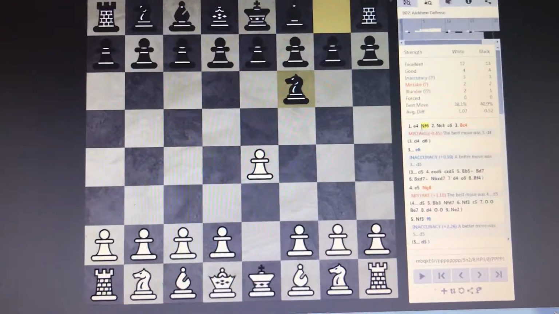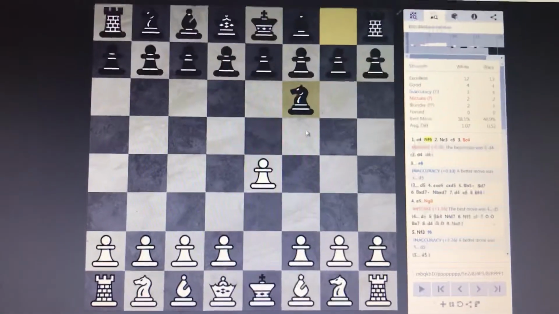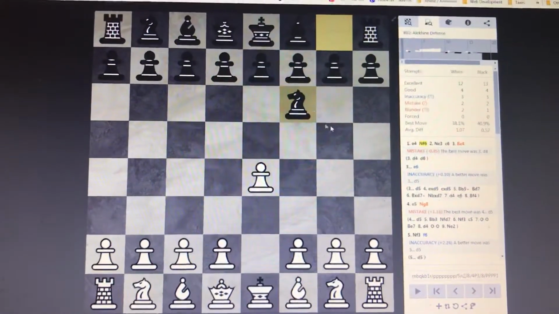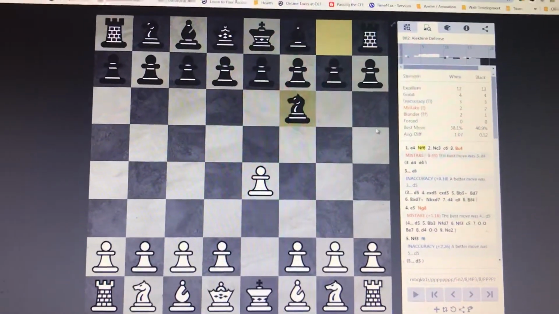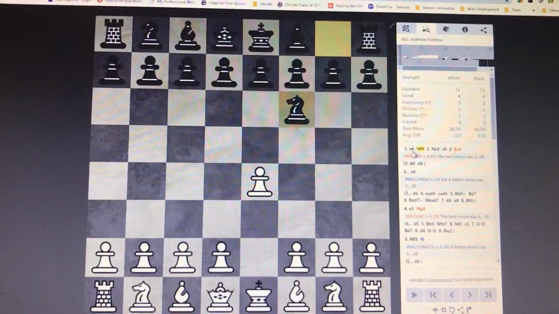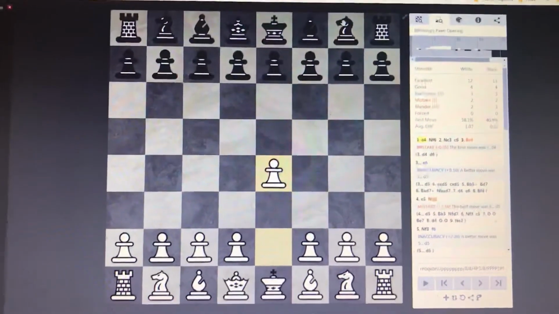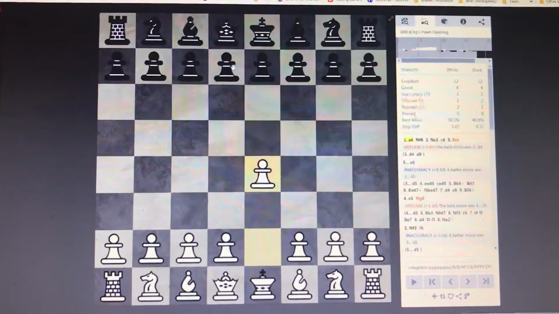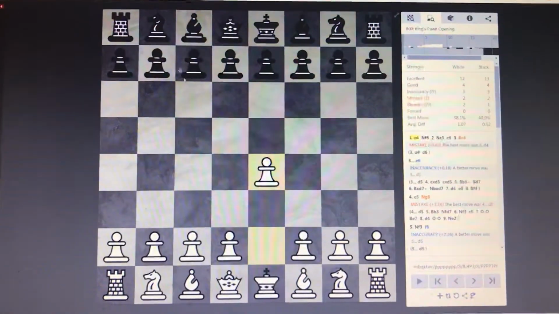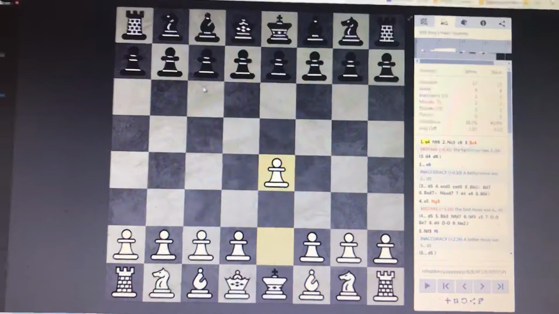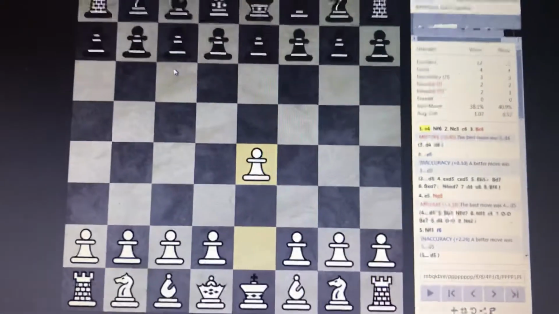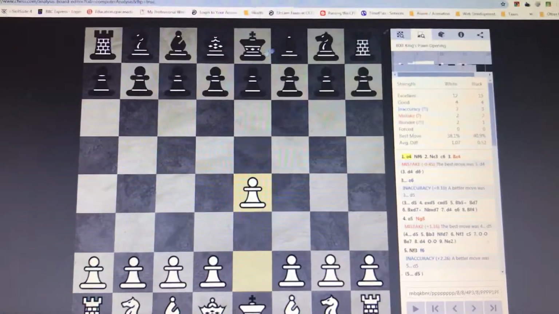So anyways, so N F6. So the knight moved to F6. It doesn't actually say which knight moves to F6, but you know that it's this one because there's two knights, right? It says knight moves to F6. It couldn't have been this knight. According to the rules of chess, he's not able to do that. So yeah, it has to be this knight.